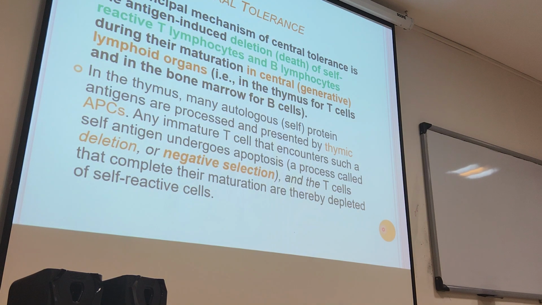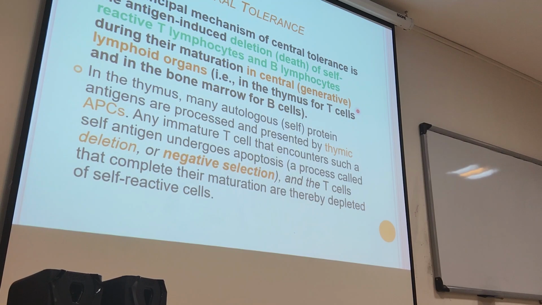Okay, so I told you that we have central tolerance, which takes place in the thymus and bone marrow. Yes, exactly. We have central tolerance mostly by death or apoptosis of self-reactive B cells and T cells. Yes, and this mechanism is called negative selection.